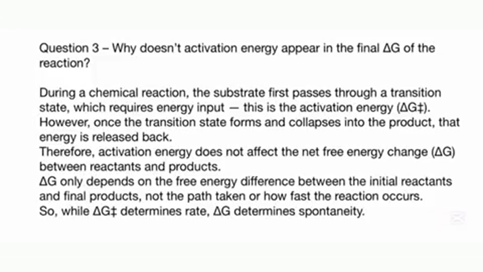During a chemical reaction, the substrate first passes through a transition state, which requires energy input. This is the activation energy. However, once the transition state forms and collapses into the product, that energy is released back. Therefore, activation energy does not affect the net free energy change between reactants and products. Delta G only depends on the free energy difference between the initial reactants and final products, not the path taken or how fast the reaction occurs. So, while the activation energy determines rates, delta G determines the direction.